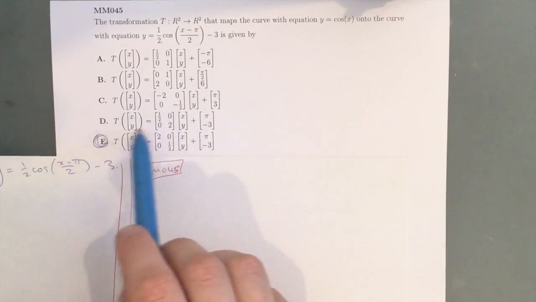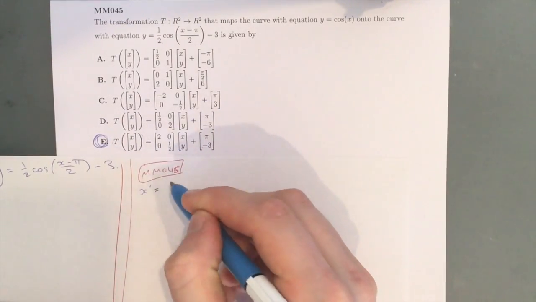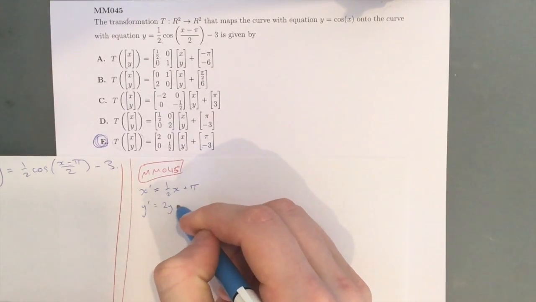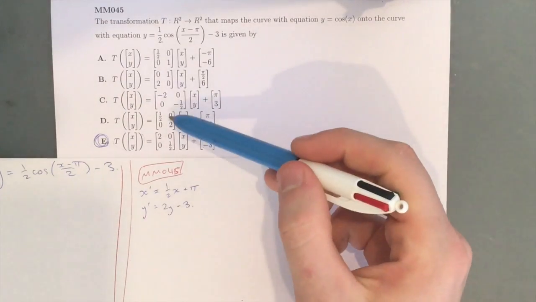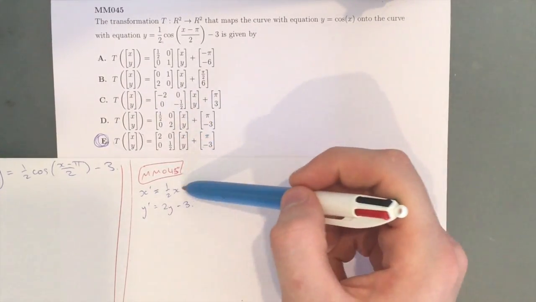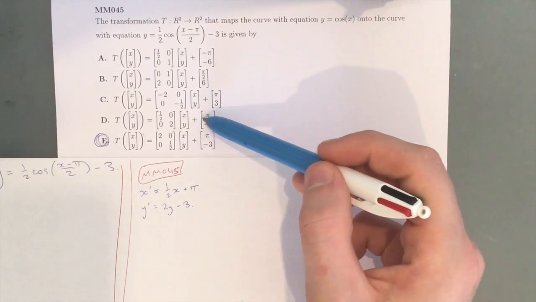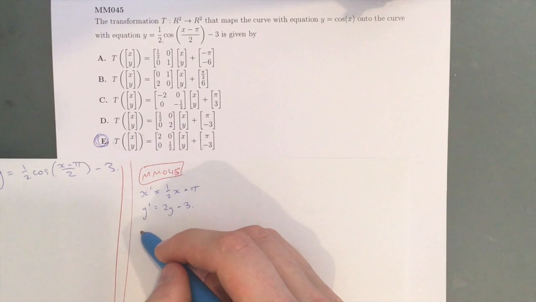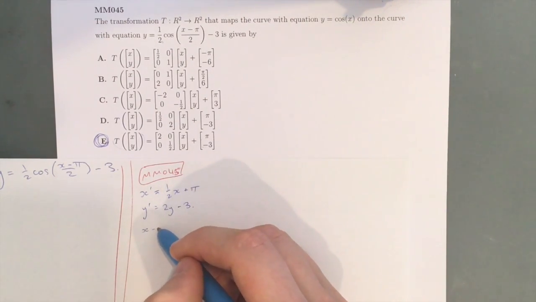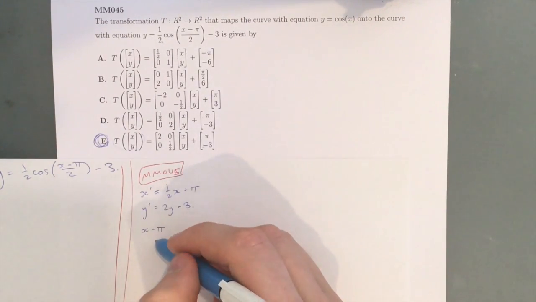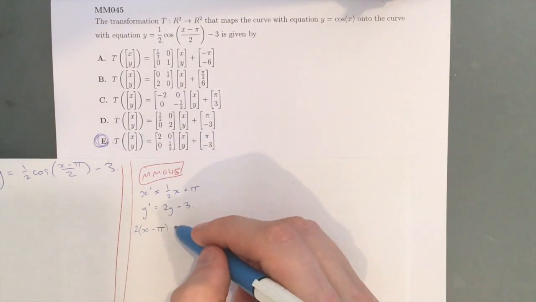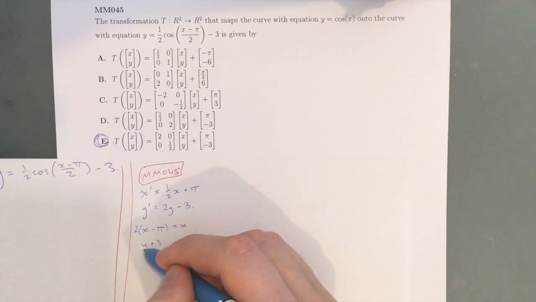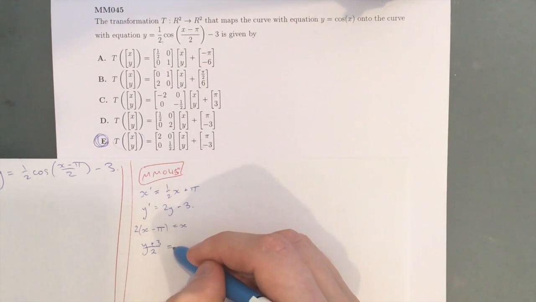So basically you want to create the equations from D, and you end up getting x dash equals 1/2 x plus pi, and y dash equals 2y take 3, just by expanding this out. So 1/2 x plus pi and 2y plus -3, so take away 3. And then what you want to do is rearrange and solve for x. So here you get x take pi divided by 1/2, so times 2, equals x. And then here you get y plus 3 over 2 equals y.